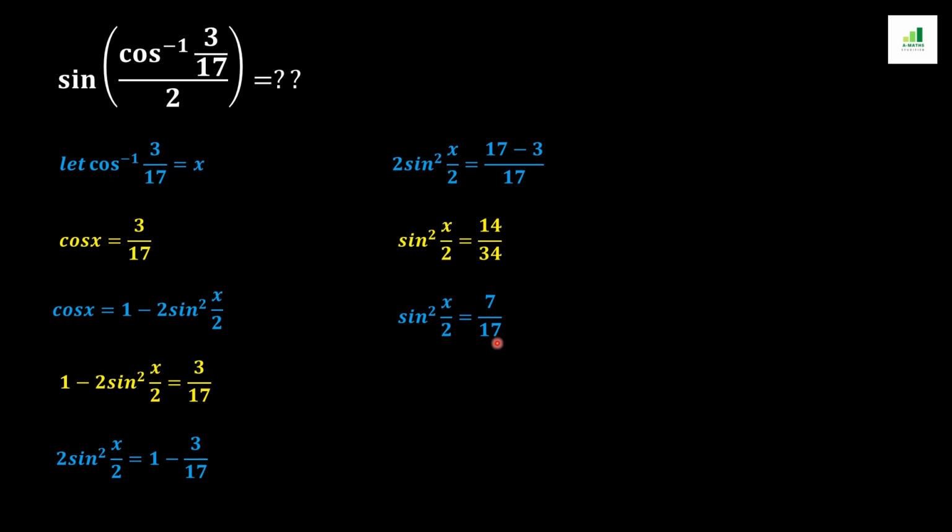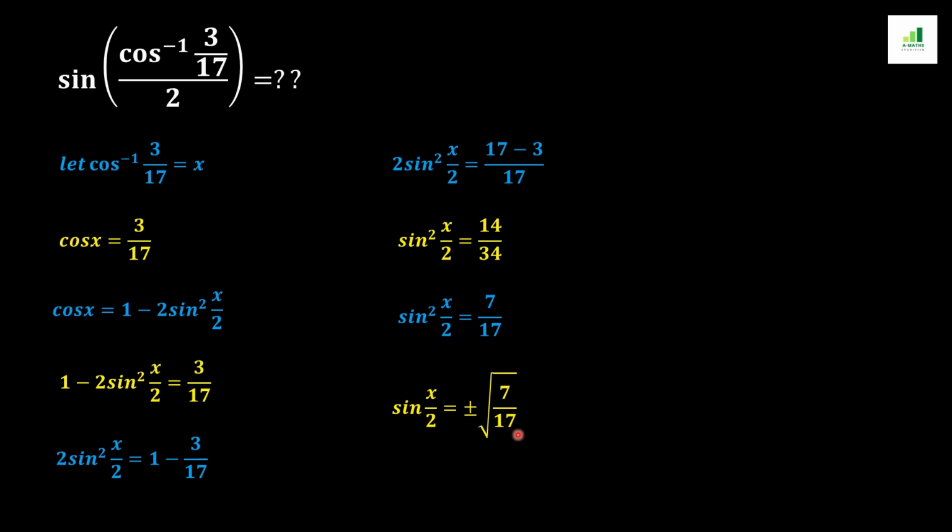Now in the next step we should take the square root on both sides of the equation, and we will get sine x by 2 equal to plus minus under root 7/17. This is the simplified form for this sine x by 2, which will be equal to plus minus under root 7/17.